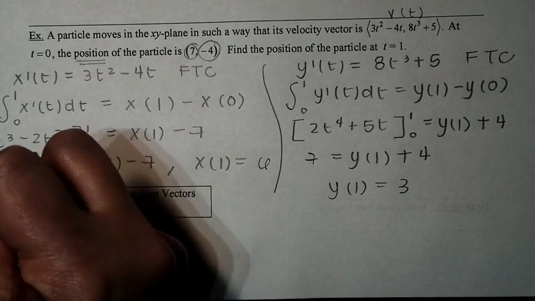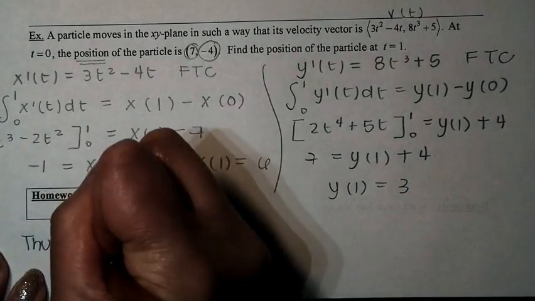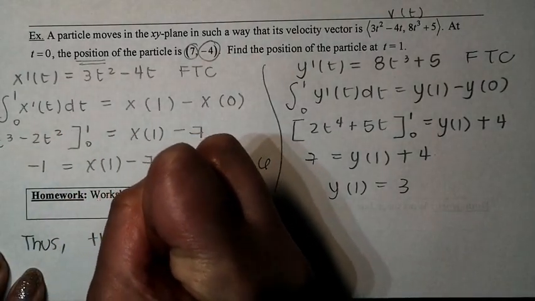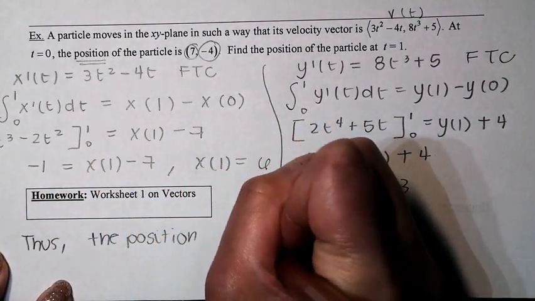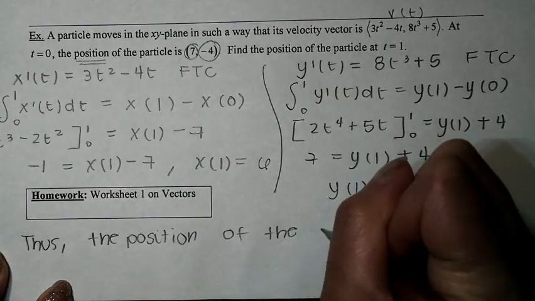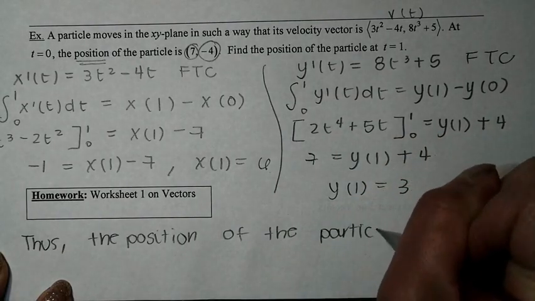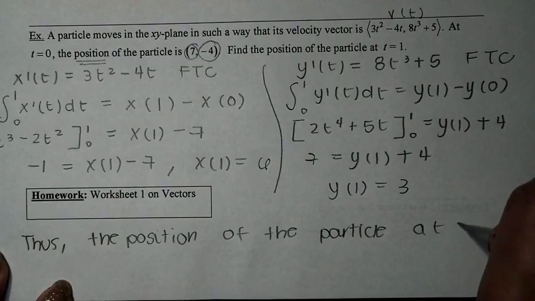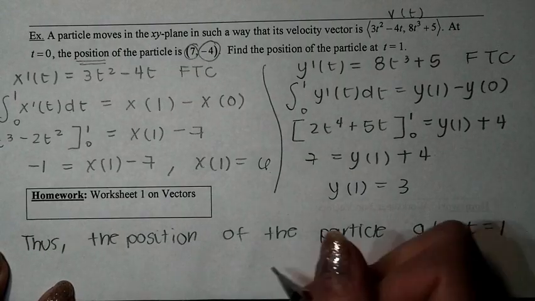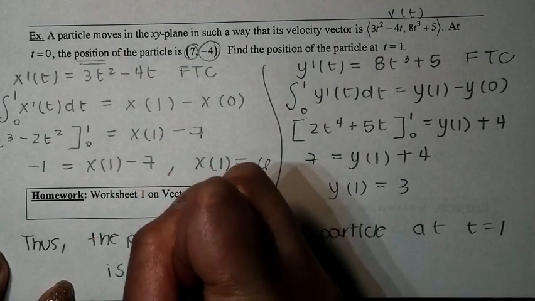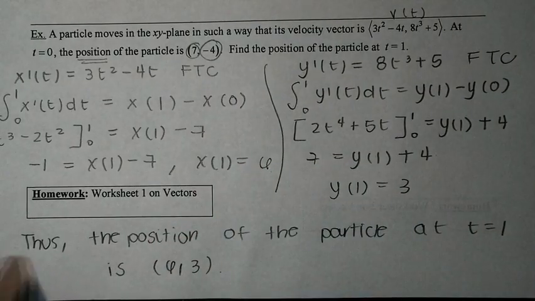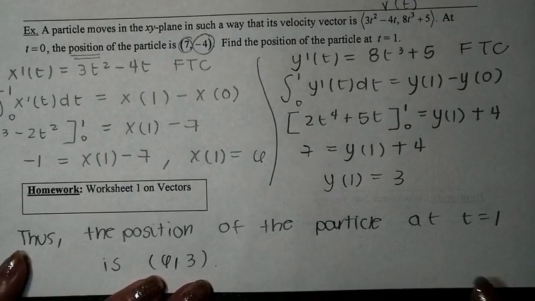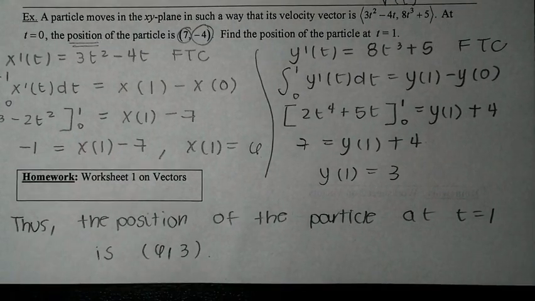Therefore, thus, the position, always go back to the question that they're asking, the position of the particle at t equals 1 is going to be 6, 3. They are not asking about whether it is a vector or not, so I'm just going to leave it as a point in this situation.